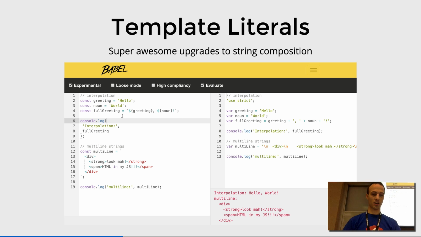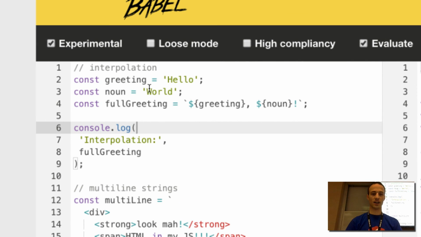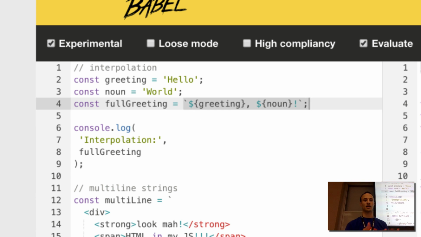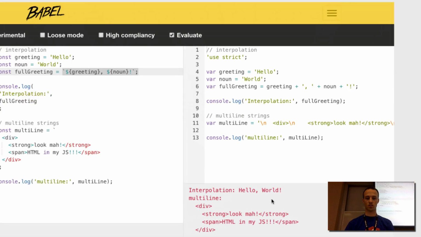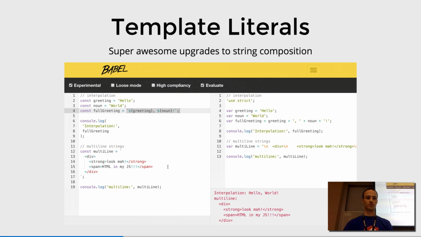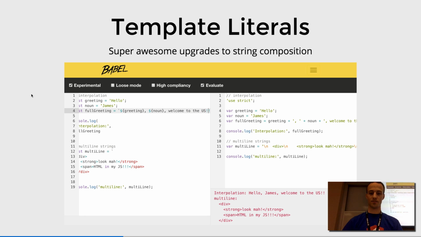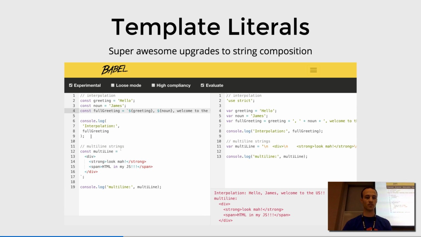So here we have a greeting and a noun, hello world, and then we just very naturally, with backticks and $ and braces, create our string. And it's very obvious what this string actually results in. And so we can see our full greeting here. Interpolation is hello world. So that's cool, and I can say hello James and welcome to the US. Yay! So that is interpolation, and then we have multi-line strings.